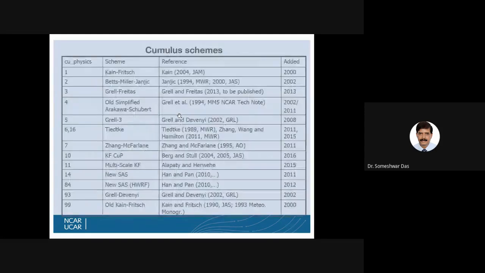Now this table gives you various options for cumulus parameterization. All these options are described here. This is controlled by this parameter, CU physics. Depending upon which scheme you want to use, whether you want to use Kain-Fritsch scheme or Betts-Miller-Janjic scheme or Grell-Freitas scheme or old simplified Arakawa-Schubert scheme or Grell-3 scheme, TiedTke scheme, Zhang-McFarlane scheme, and so on, you have to use these separate options for invoking different schemes in the model.